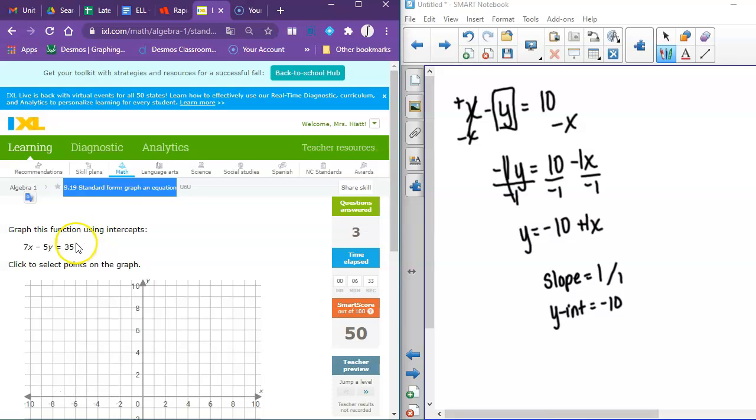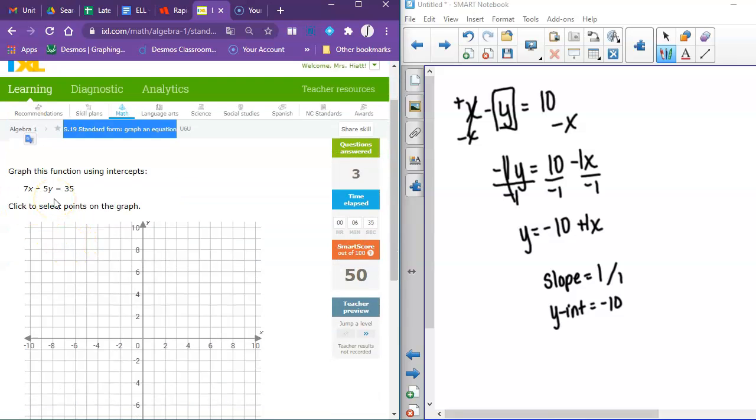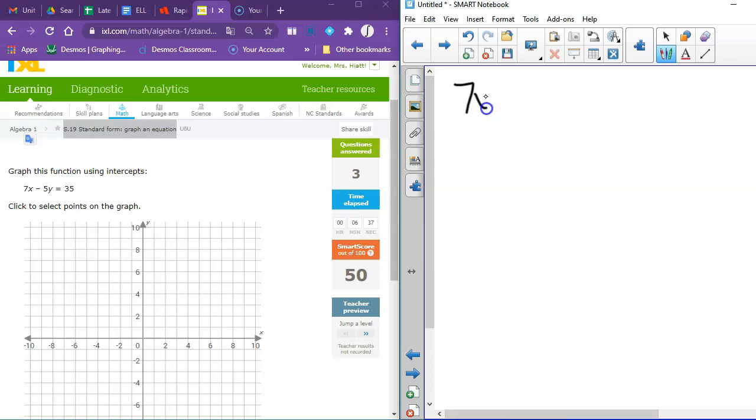Okay. Here is another one that we're going to do. We've got 7x minus 5y equals 35. And so again, we need to get that y right there by itself. This is a positive 7x, so we're going to subtract that 7x over to the other side of the equation. Don't lose this negative right here.